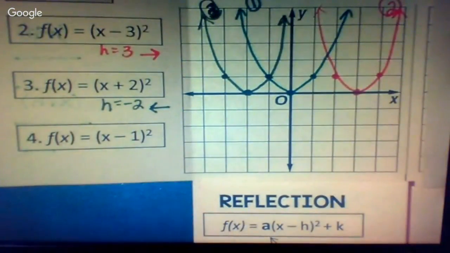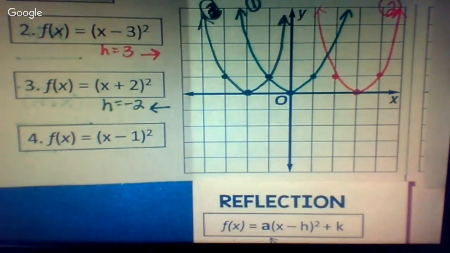You should be able to look at any equation that I give you and tell me that it moves 3 to the left and up by 2. That's reflected. That's our goal here.